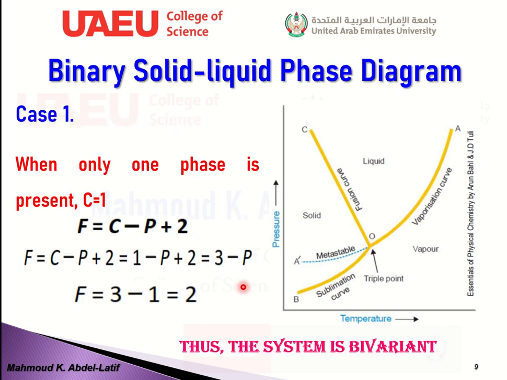Okay, let's see. In the first case, when only one phase is present, you have already C, the number of components, equal to 1, and we substitute the number of phases by 1. So 1 minus 1 plus 2, you end up with the number of degrees of freedom of the Gibbs phase rule equal to 2. And in that case, we call this system bivariant. Thus, the system is bivariant. I'm going to discuss in the next slide what bivariant means.